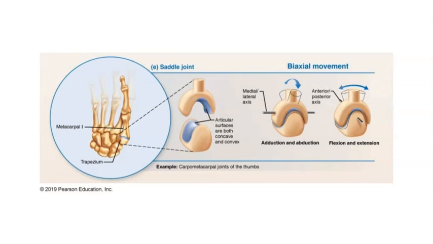An example of a biaxial saddle joint is the joint between the trapezium, which is a carpal bone, and the first metacarpal, which is found at the base of the phalanges that belong to the thumb. So this joint permits opposition of the thumb as well as the abduction and adduction of the thumb, so that represents movement at the thumb in two planes of motion. So this is a biaxial example of a saddle joint.